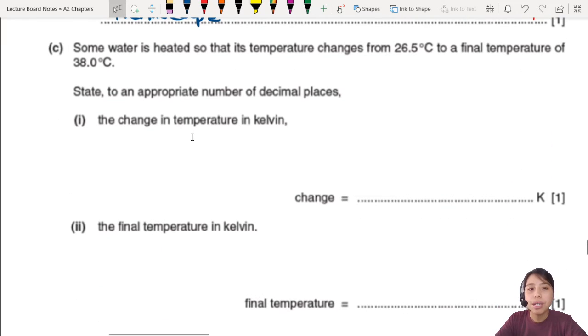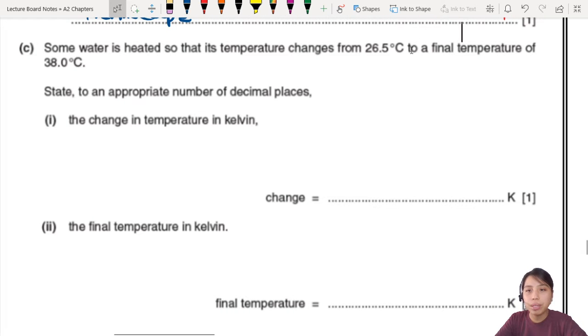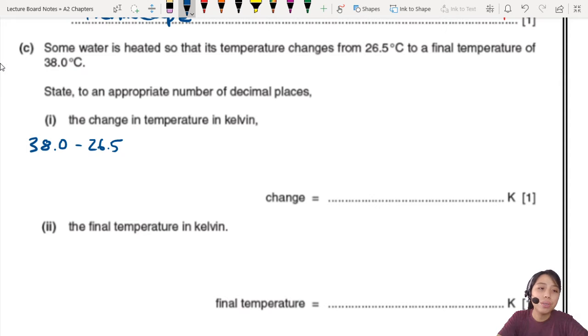Okay, let's move on. Some water is heated, so the temperature change from this to this. What's the change in temperature in Kelvin? So the question is, do you want to convert to Kelvin first and then only find the answer, or do you want to straight away minus? Well, it doesn't matter because Celsius and Kelvin, the change is the same. So let me write out for you. Let's say you are lazy and you say, can I just do 38.0 minus 26.5 in Celsius? Okay, so this is delta Celsius. Can. You will get 38 minus 26.5, 11.5, which is also the change in Kelvin.